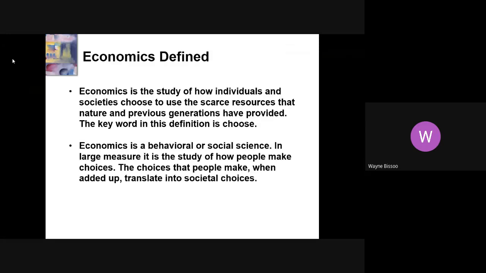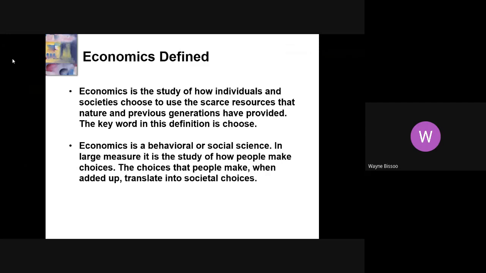Moving on to defining economics: economics is the study of how individuals and societies choose to use scarce resources that nature and previous generations provide. The key word is how we make our choices of what we're going to use those resources for. That's important because choices have consequences. Economics is a behavioral or social science, and what we're trying to do is study people and how they make choices.